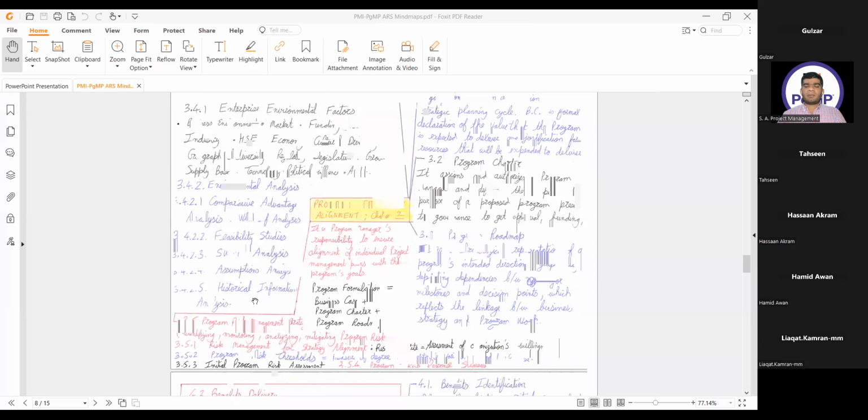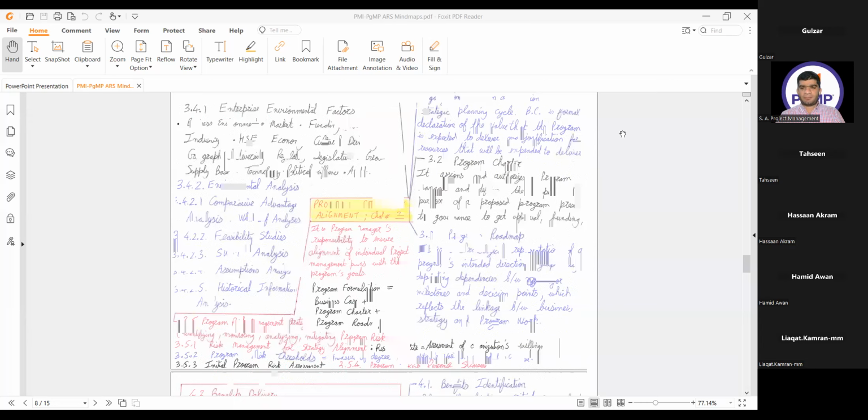Assumption analysis, because as we know, a program is of wide range and long duration. So we have to make a lot of assumptions at the beginning of the program, and with the passage of time, once more and more things become clearer, the assumptions can be updated. And historical information analysis, which means that whatever similar projects or similar programs have been done in the past, what are the lessons learned. The keyword in historical analysis is lessons learned, that we have to work on this thing.